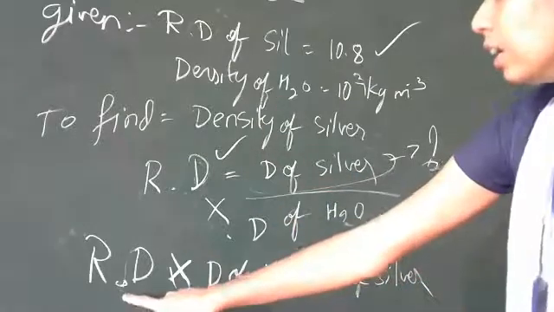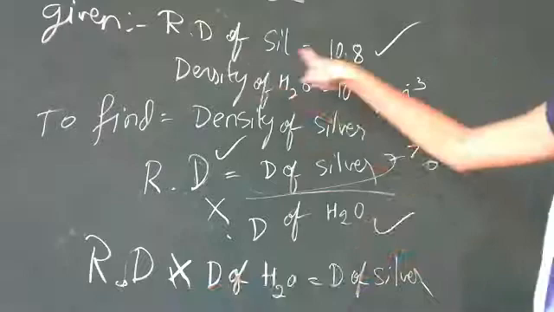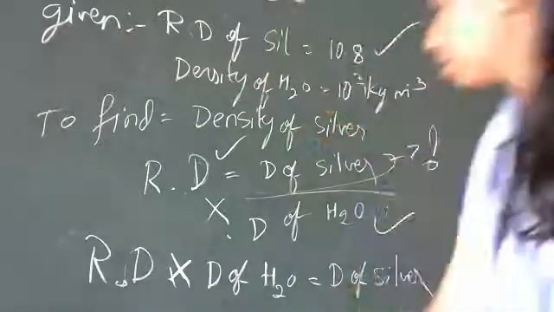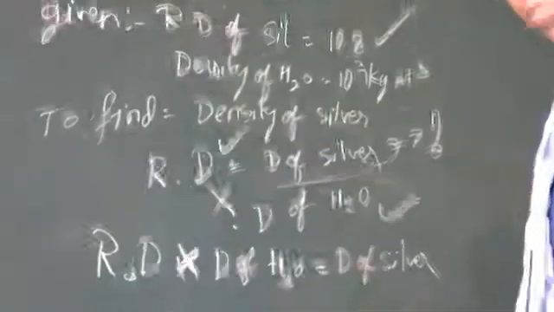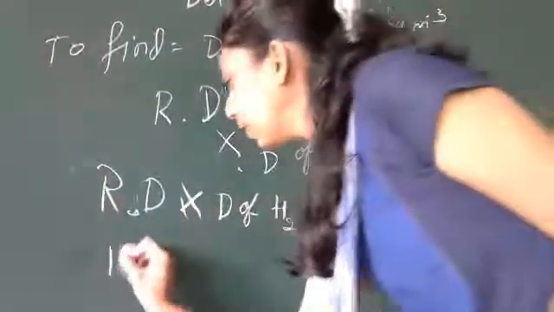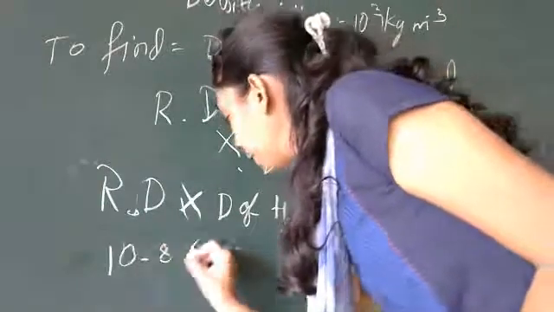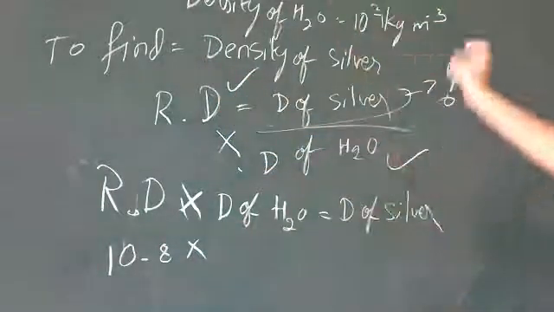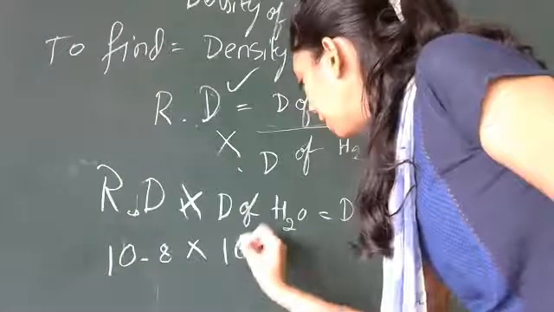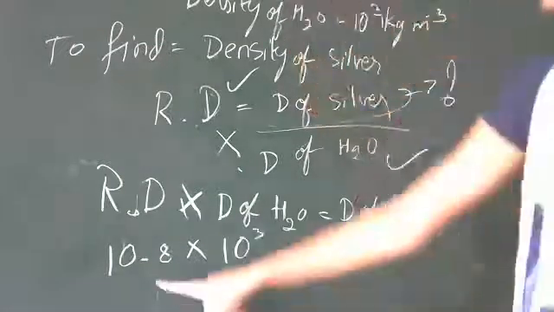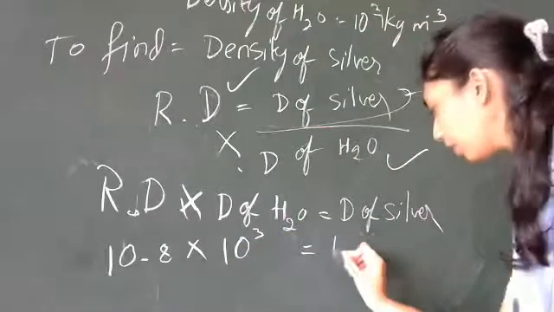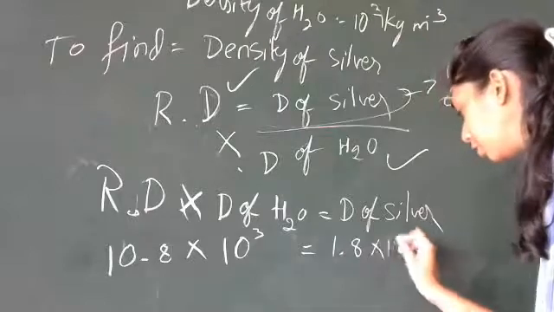So what is relative density? Relative density is 10.8. Okay, so relative density is 10.8 into density of water. How much is it? It is given over here. So it is 10.8 into 10 raised to 3. So the answer is 10.8 into 10 raised to 3.